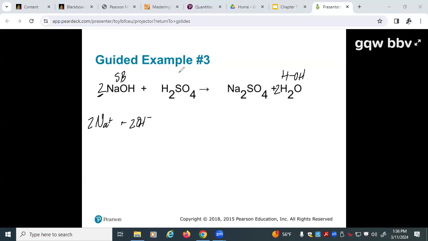Sulfuric acid is a strong acid, so it's going to break apart as well. Hydrogen ion and sulfate ion. This 2 means I'm going to need 2 hydrogen ions for balancing.